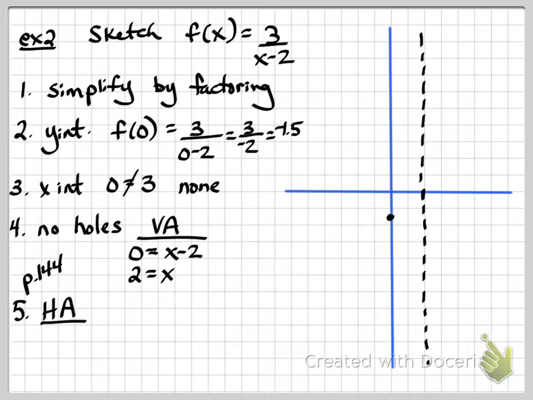So for horizontal asymptotes, we want to compare the degree of the numerator with the degree of the denominator. I can write that numerator as 3x to the 0 power, because anything to the 0 power is 1. So the degree in the numerator is 0, and the degree in the denominator is 1. So 0 is less than 1. N is less than m. The rule for n less than m is y equals 0. So go to 0 on the y-axis and sketch a line crossing the y-axis.